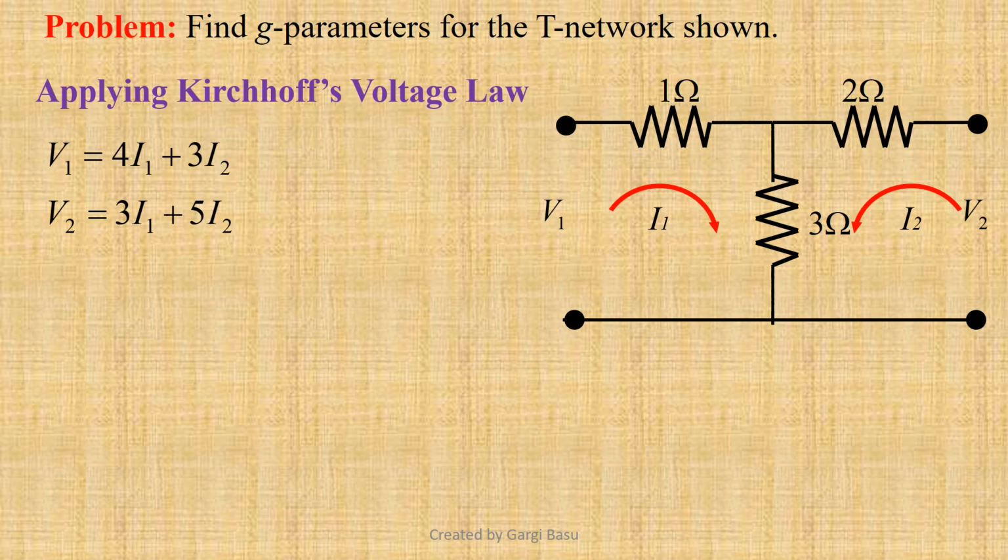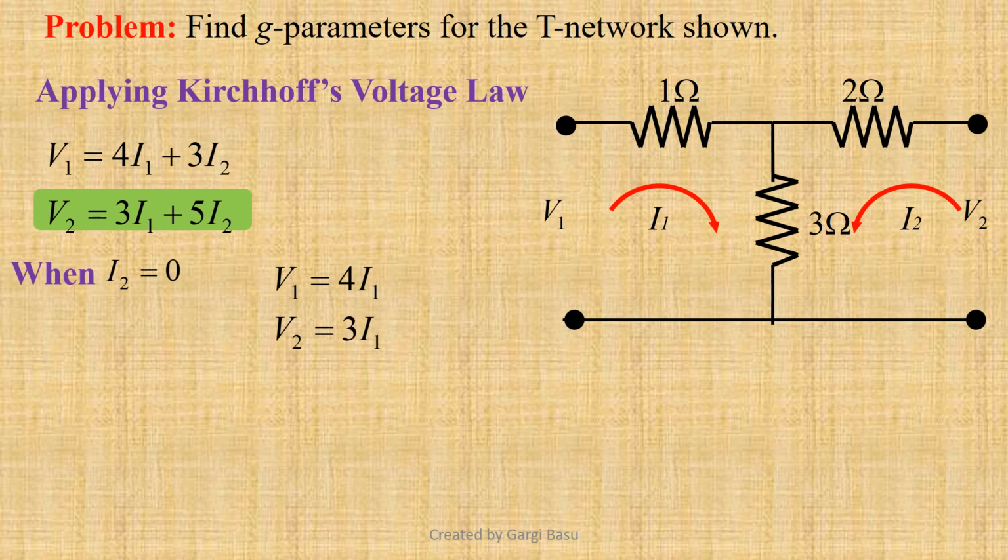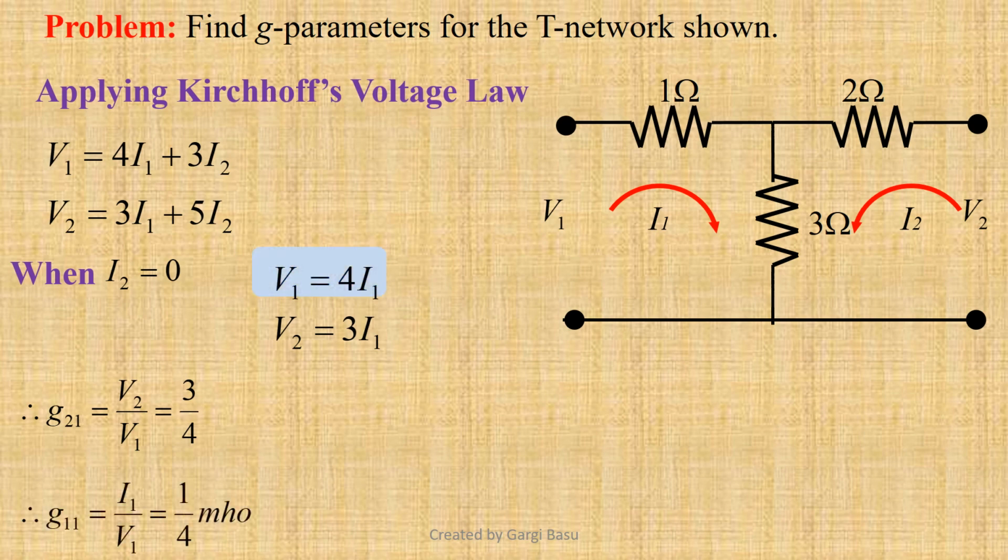Now let us open circuit the output port, that is I2 equals 0. Now from equation number 1 we get V1 equals 4I1 and from equation number 2 we get V2 equals 3I1. Therefore G21 equals V2 by V1 equals 3 by 4 and G11 equals I1 by V1 equals 1 by 4 mho.